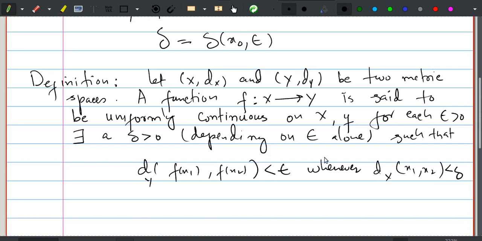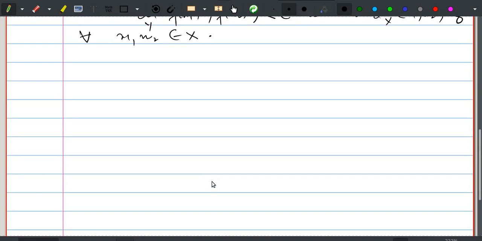So this delta doesn't depend on the choice of the inputs of f. This is true for all x1, x2 in X. So in this case f is said to be uniformly continuous on X. Every function f from X to Y which is uniformly continuous on X is necessarily continuous on X. However, the converse may not be true. We'll do a couple of examples to verify that a continuous function need not be uniformly continuous.